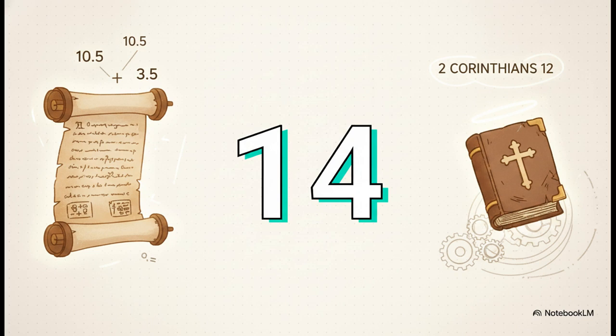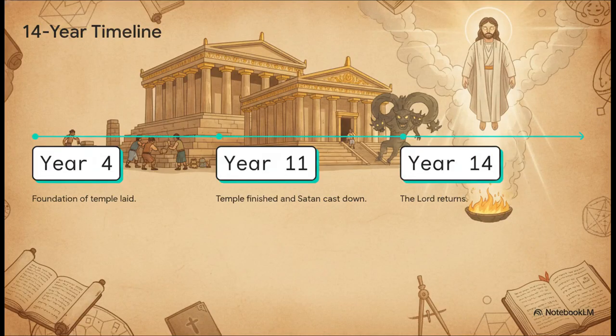And the source makes a point of highlighting that this 14-year framework perfectly aligns with the timelines mentioned by the Apostle Paul over in 2 Corinthians chapter 12. Now, across these 14 years, the source plots some highly specific milestones. By cross-referencing 1 Kings chapter 6, a physical building timeline actually emerges.